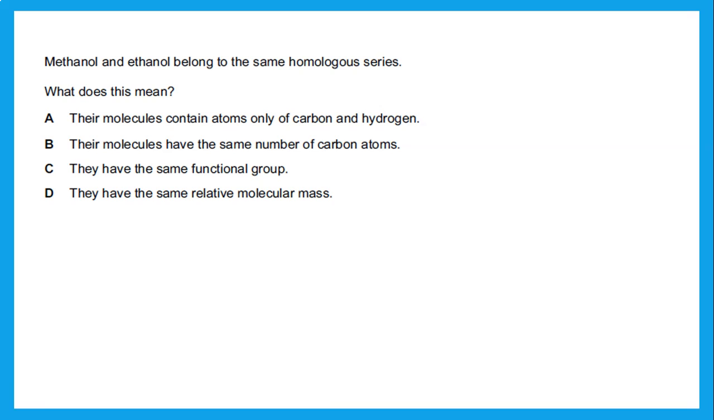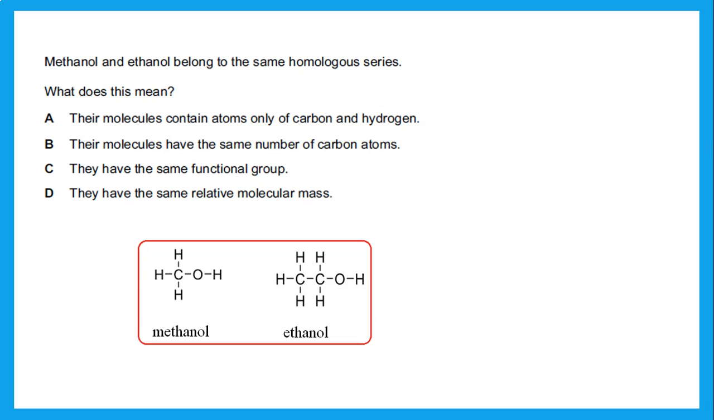Methanol and ethanol belong to the same homologous series. What does this mean? What do we mean when it belongs to the same homologous series? Again, we said methanol and ethanol are both alcohols. And alcohols must have an OH group, that is the functional group. So they belong to the same homologous series because they have the same functional group.